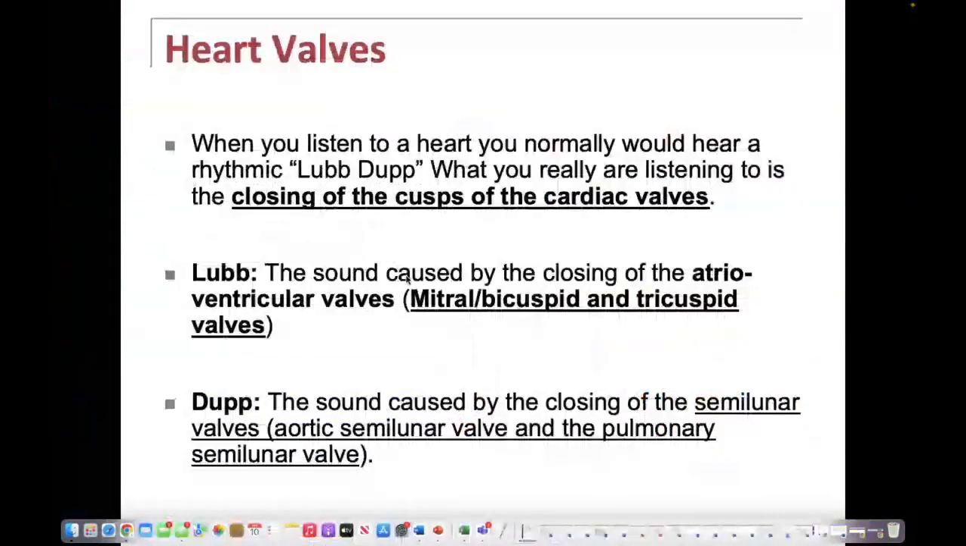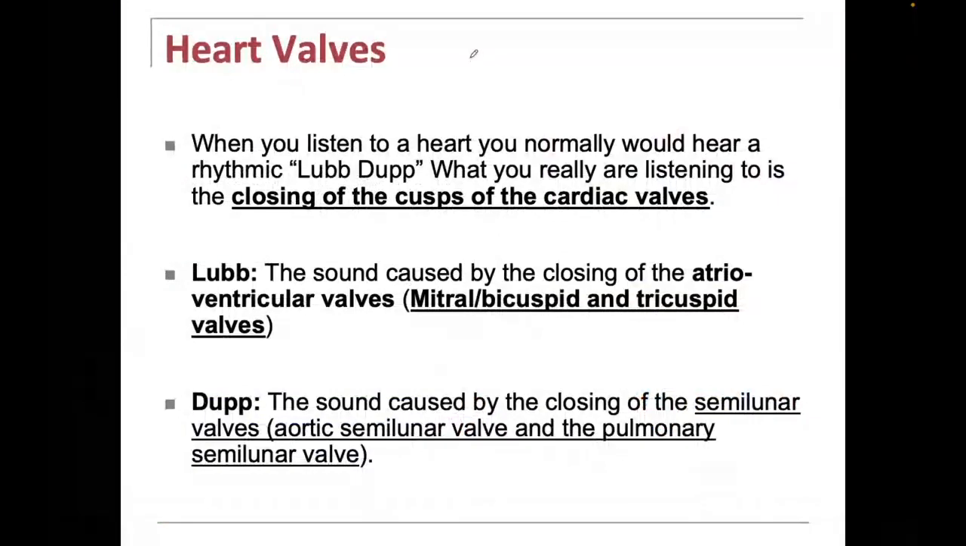Okay, hi everyone. We are looking at the heart valves here. Now, when you listen to the heart, normally we would hear this rhythmic lub-dub, lub-dub, lub-dub. So what is it that we are listening to? We're listening to the closure of the cusps of these valves. The lub is the sound that's the closure of the AV valves.